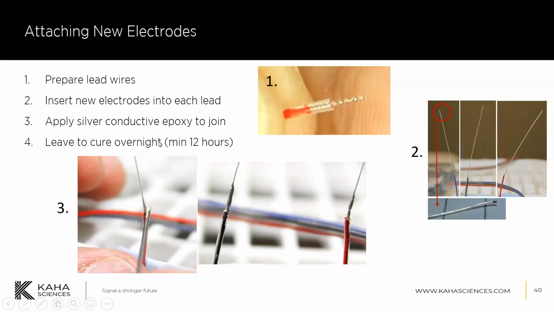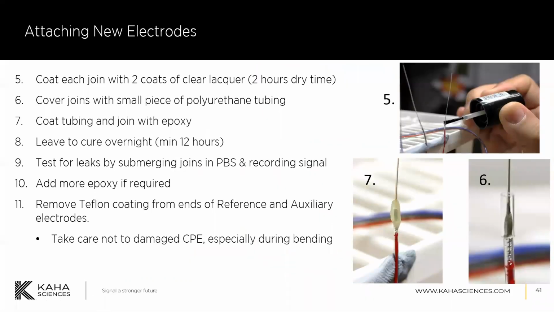that conductive join. Because it's an epoxy, that needs to be left to cure overnight for a minimum of 12 hours. We then coat each join with 2 coats of clear lacquer or nail polish, which involves a 2-hour drying time between each one. The joins are then covered with a small piece of polyurethane tubing, and then we coat all of that join with epoxy to insulate it from the tissue and the fluid. That is again left to cure overnight for a minimum of 12 hours.